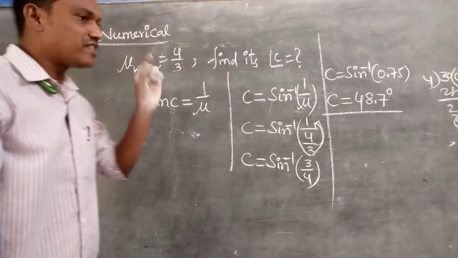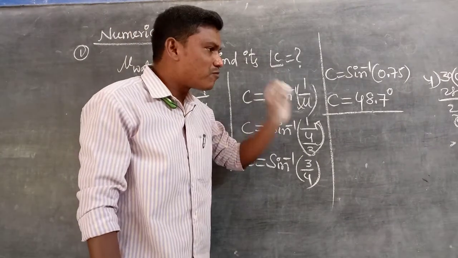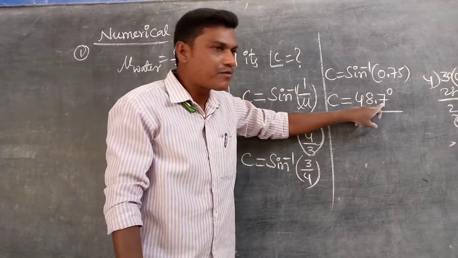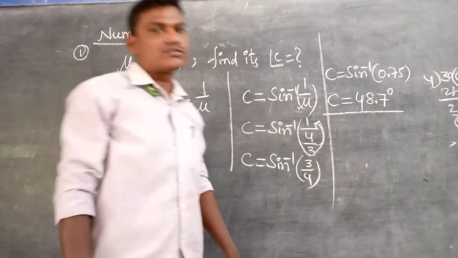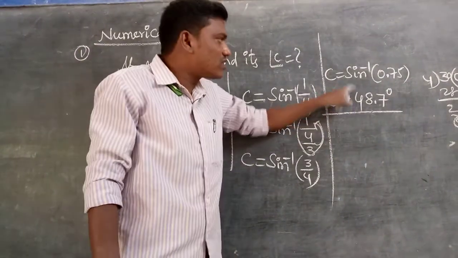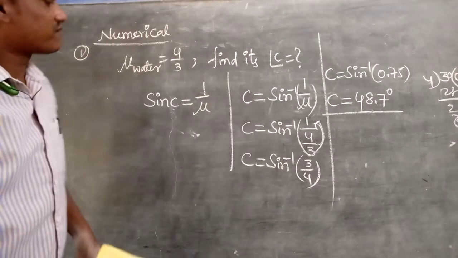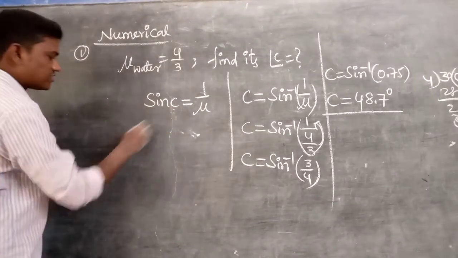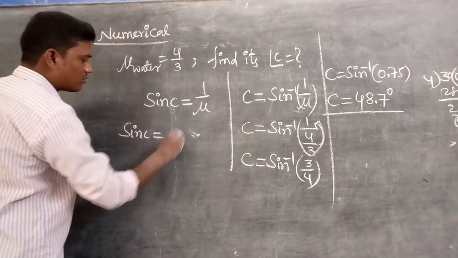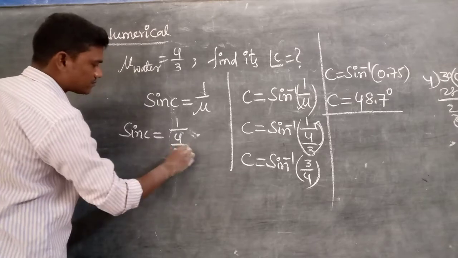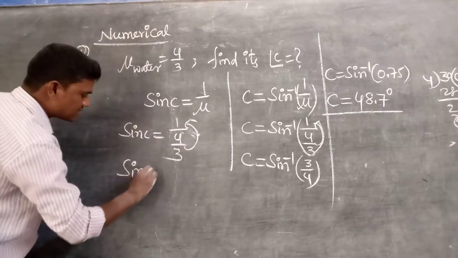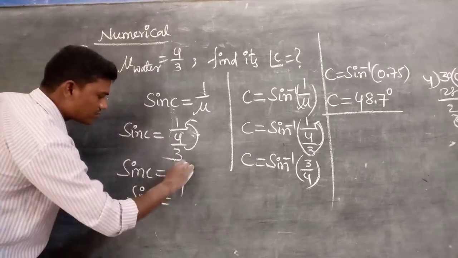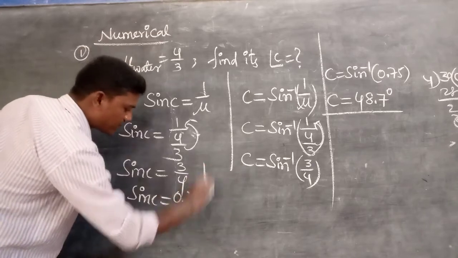So when light travels from water to air, and the angle of incidence in the water is 48.7, at that time the light ray grazes the refracting surface. If the angle of incidence is more than this, the ray will be totally internally reflected. We can also find this easily using the other formula. Sin C is equal to 1 by 4 upon 3. Then sin C is equal to 3 by 4, which is 0.75.